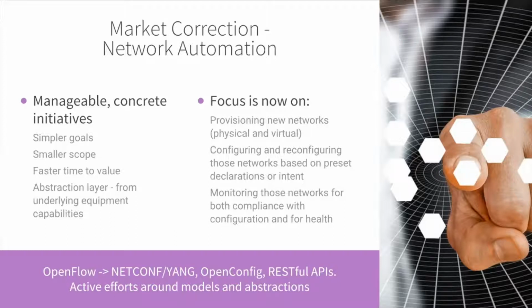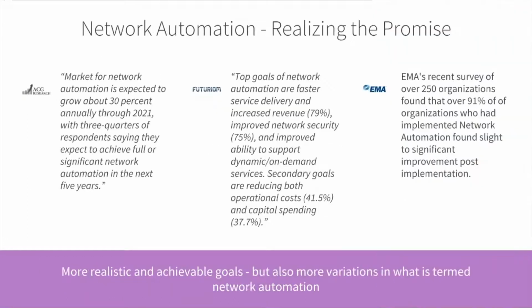And so we've moved from the venerable OpenFlow standard, the protocol that was really hard, but we've learned a lot more now. It's now about NETCONF/YANG, about models, about OpenConfig, about, in many cases, RESTful APIs on our networking equipment. And there's a lot of efforts around models and abstractions, and OpenConfig remains an important thing, for instance, in terms of the overall evolution of the network automation market.